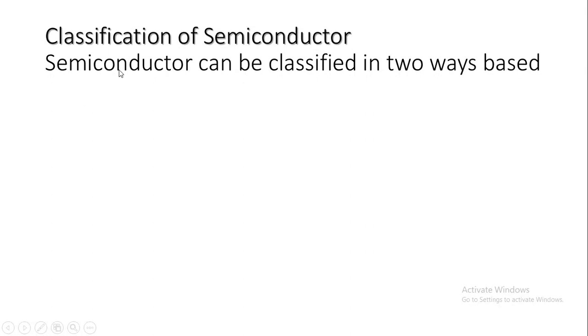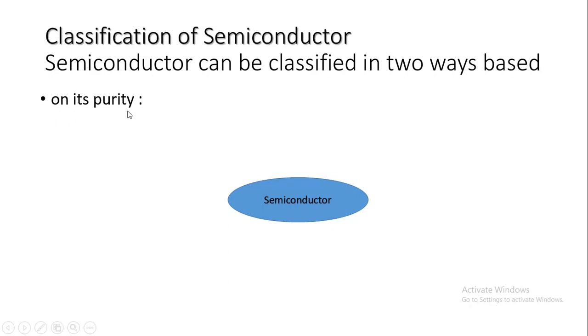If I talk about the classification of semiconductors, what are the ways by which you can classify them? The classification can be done in two ways, basically. Semiconductors can be classified in two ways, based on purity. Based on purity, the very first kind of semiconductor we can have is the pure kind of semiconductor. In this world nothing is pure; we are just talking about an ideal situation here.